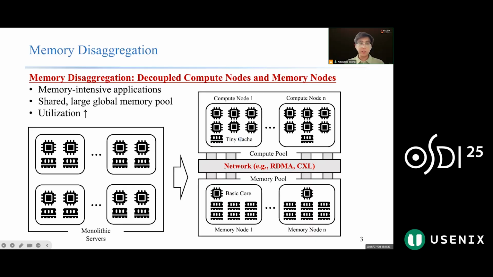Disaggregated memory, or DM in short, decouples memory from compute. This allows memory to be dynamically shared across multiple compute nodes using high-speed networks like RDMA or CXL. As a result, memory utilization can be improved with a shared large memory pool.